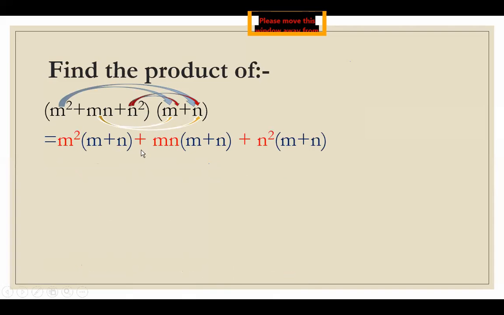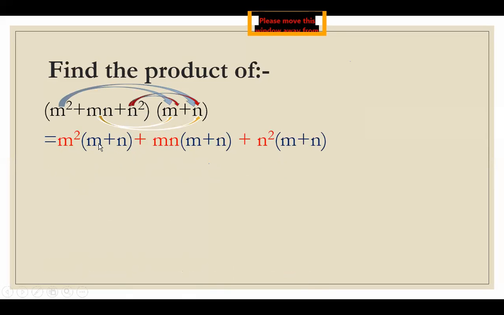Here you can see what I was telling you. In this step, you can see it properly. First term, second bracket, second term, second bracket, third term, second bracket. Don't forget to put the second bracket, second expression within the small bracket. Now you have to multiply this first term with the second bracket.